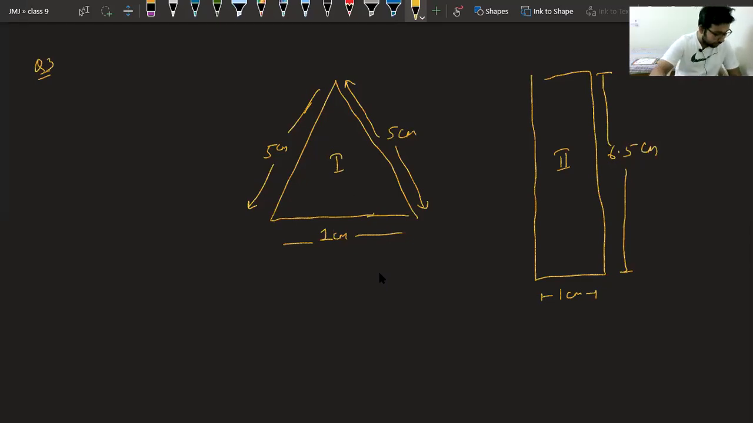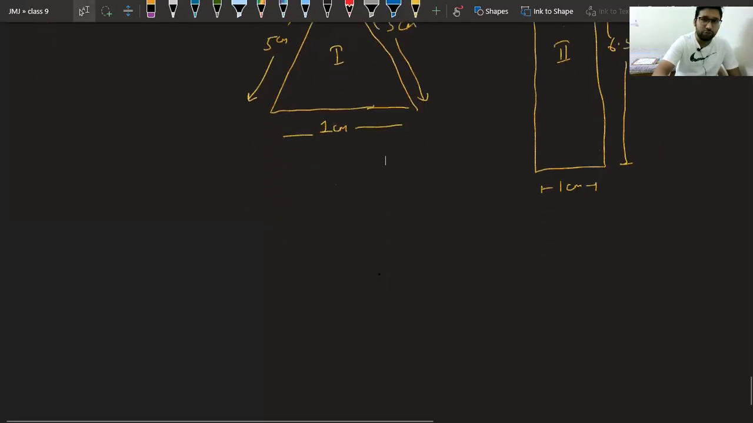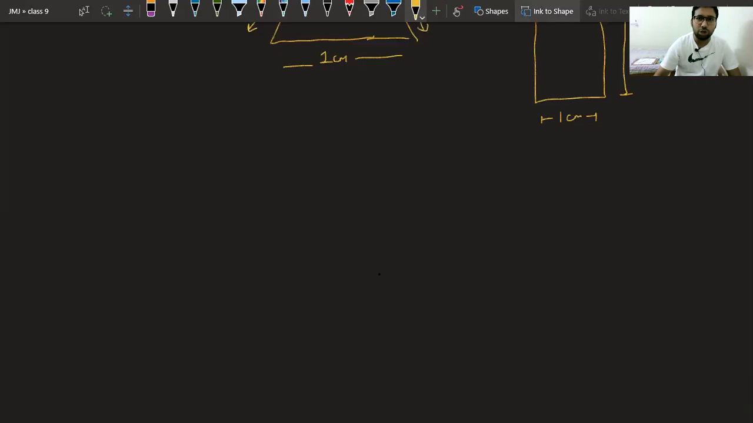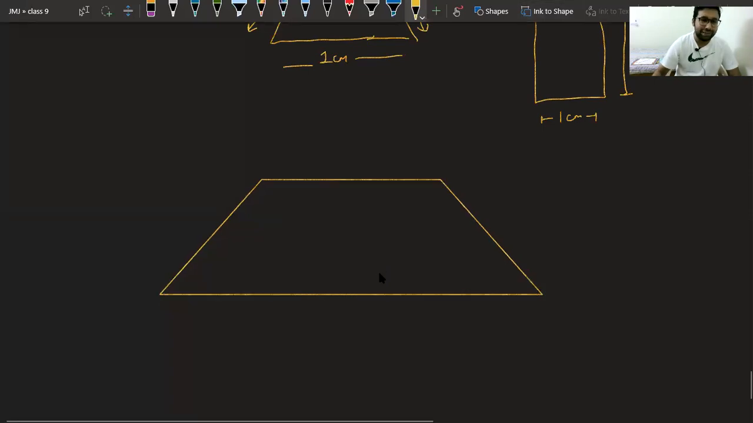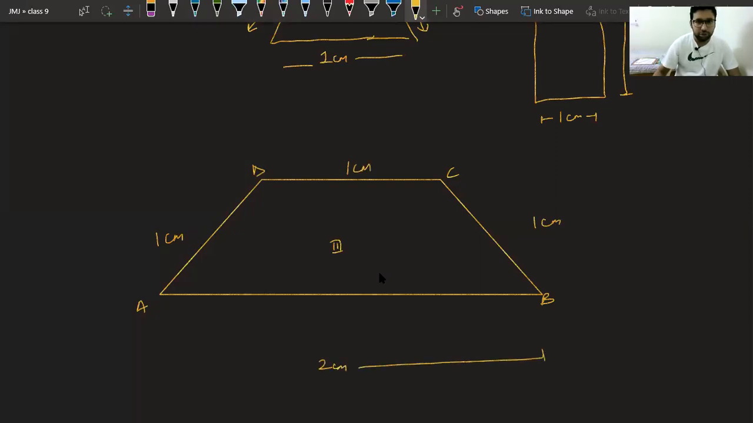Then the third one is a trapezium. This one I gave you yesterday, if you remember, and I hope you all have tried this well. This one is a little bit complicated because for finding the area of this trapezium, we have a formula that cannot be used over here. This is the third part. I will explain how to find it. Given to us, this is 1 centimeter, 1 centimeter, 1 centimeter, and this is 2 centimeter complete. Yesterday I told you to find it.